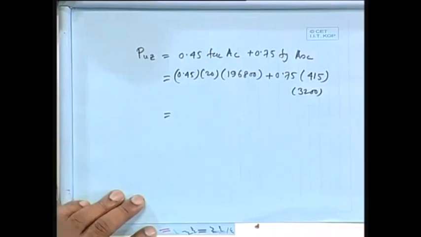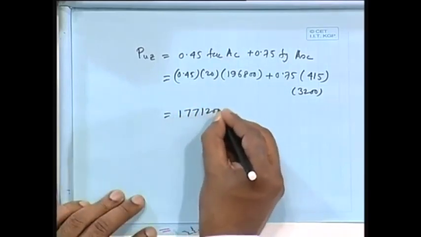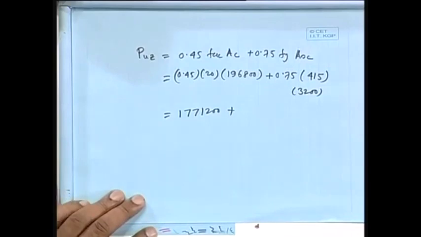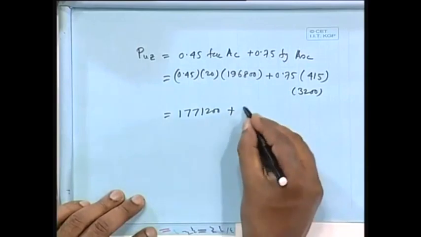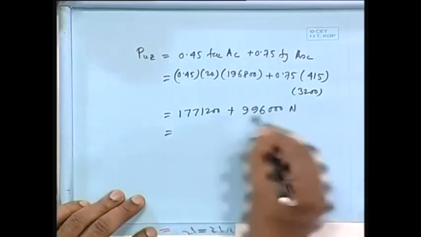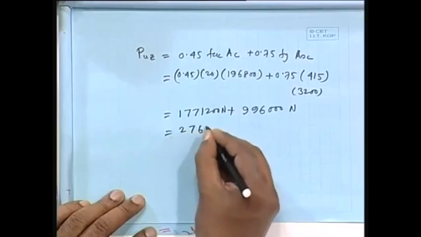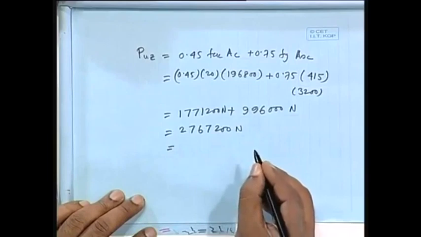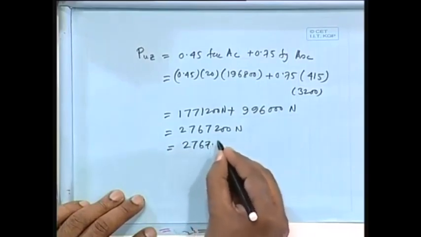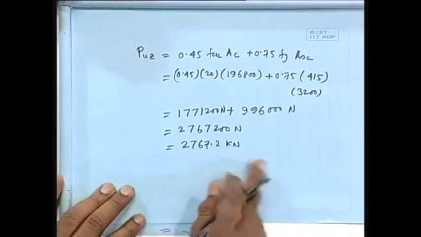So 0.45 times 20 times 196,800 is 1,771,200, plus 0.75 times 415 times 3200, which is 996,000. These are all in Newton. So the total is 2,767,200 Newton, which comes as 2767.2 kilonewton. So Puz equals 2767.2 kilonewton.